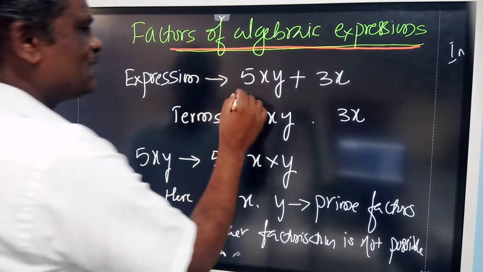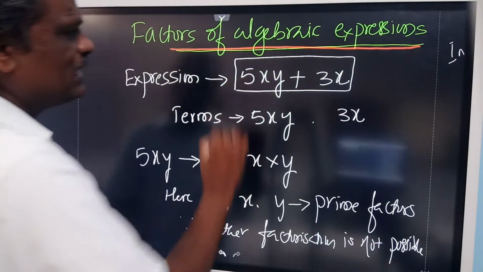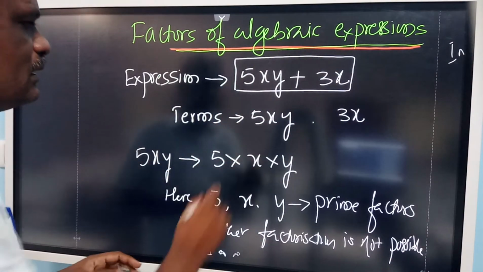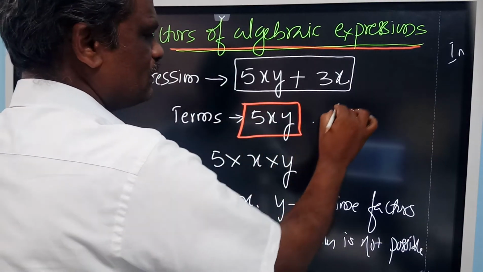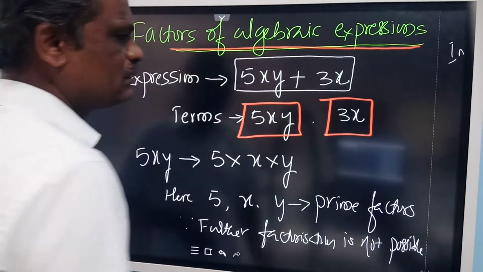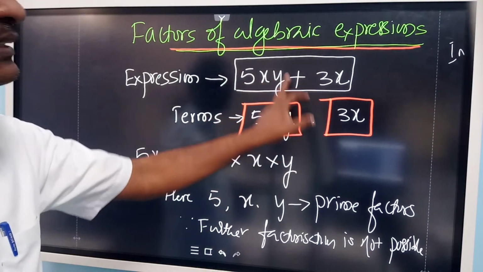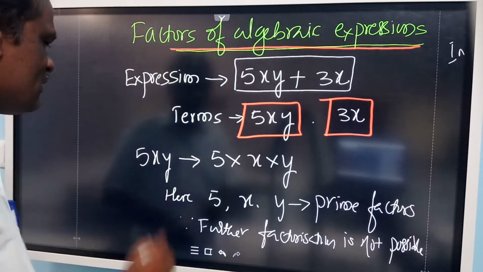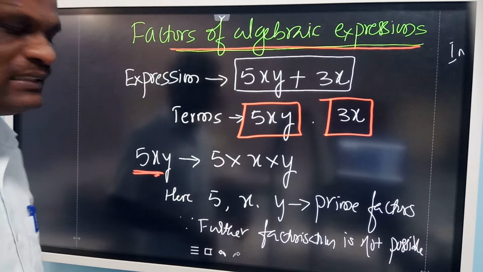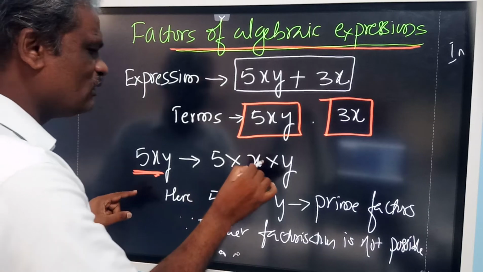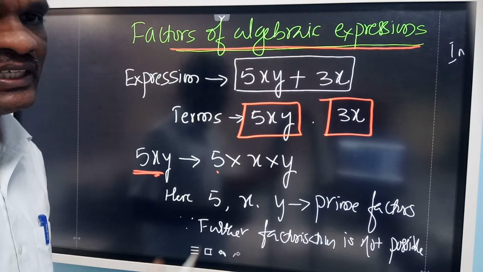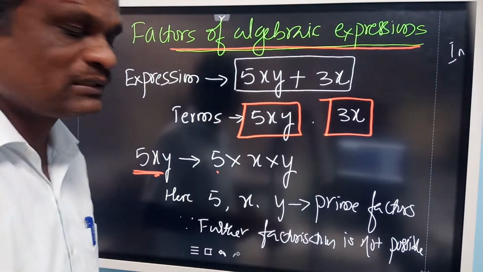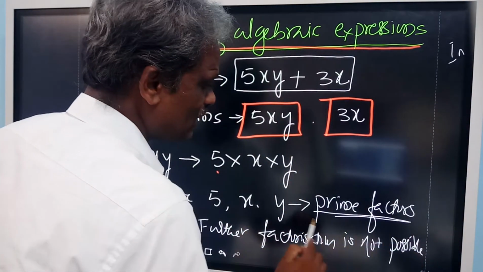Look at this. 5xy plus 3x is an algebraic expression having 2 terms. 5xy is the first term, another one is 3x. They are added and we get an expression. If you factorize the term 5xy, the factors will be 5 into x into y. This 5 cannot be factorized further, x cannot be factorized further, y cannot be factorized further. We can call these prime factors.